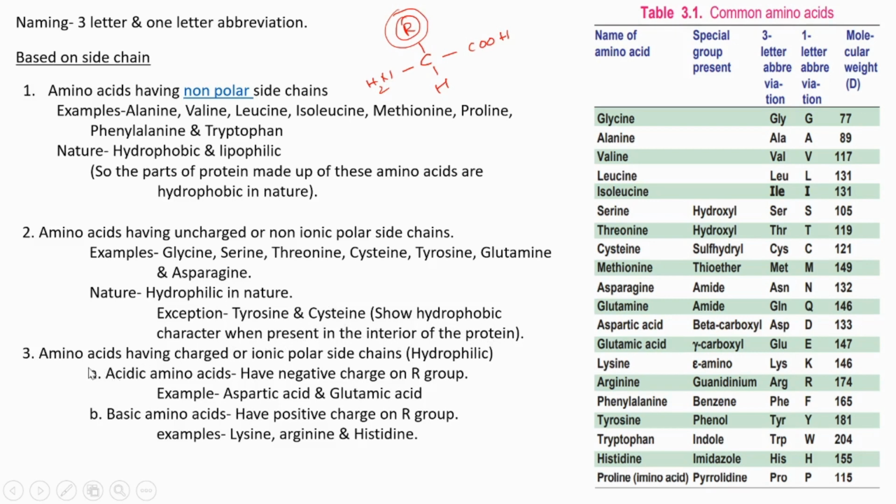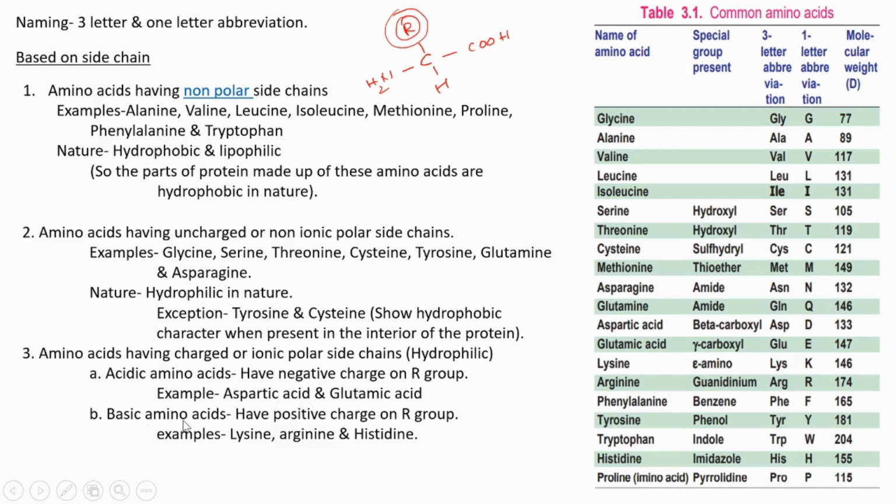Then the next subclassification is amino acids having charged or ionic polar side chains. Here it is charged, while the former one is uncharged. This includes acidic amino acids and basic amino acids. Acidic means negatively charged. So this type of amino acid carries a negative charge on its R group, that functional group. Examples are aspartic acid and glutamic acid.